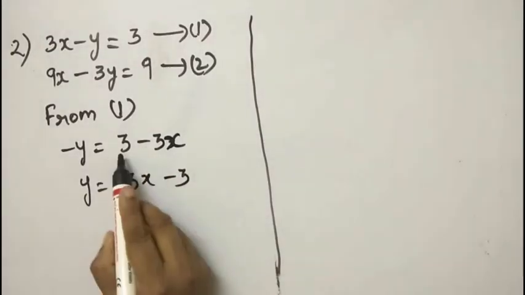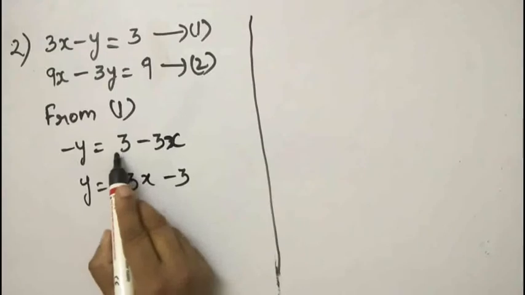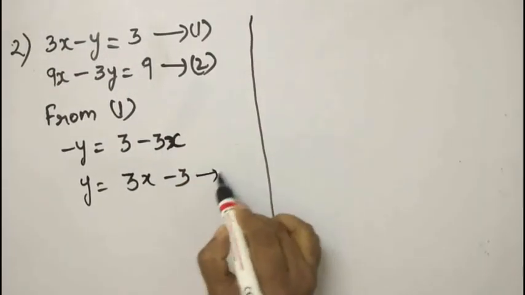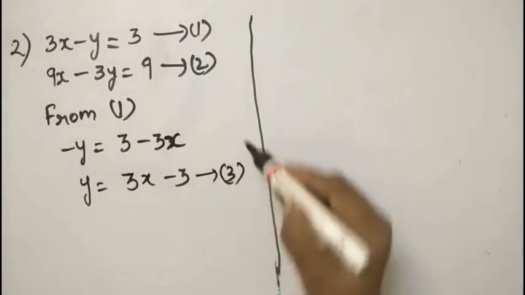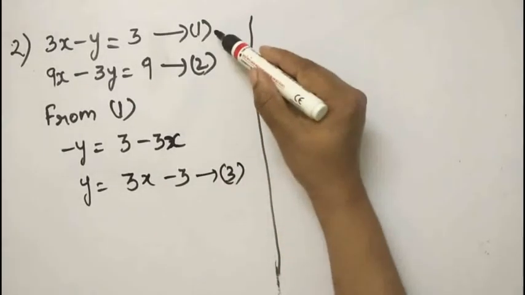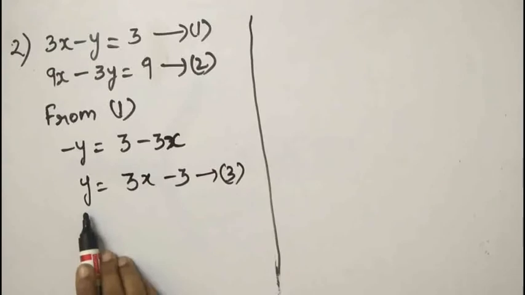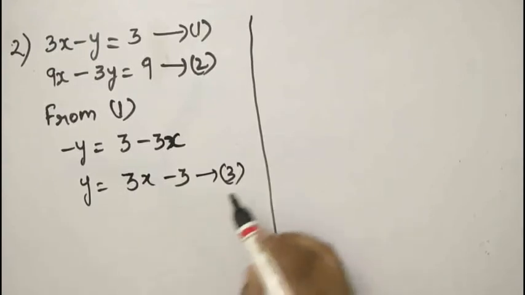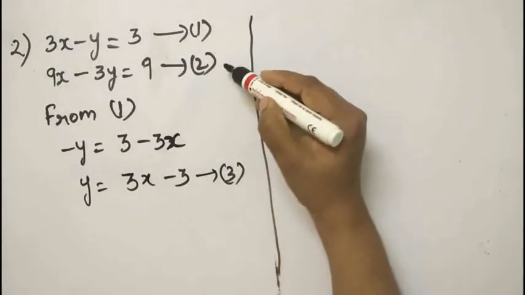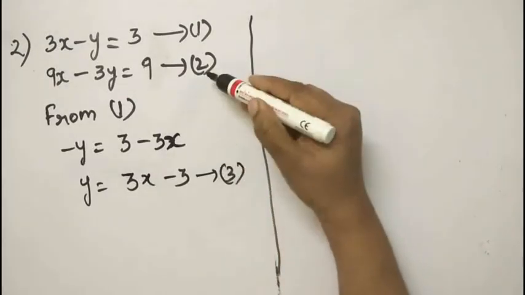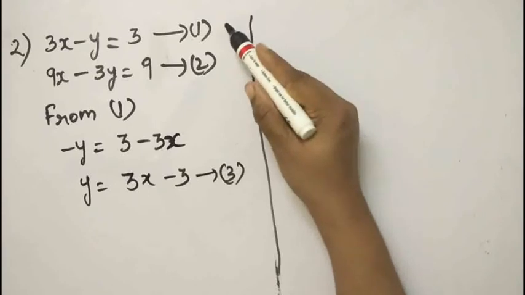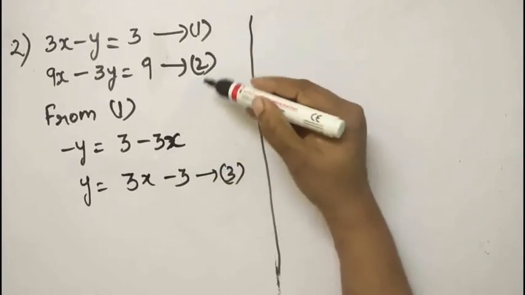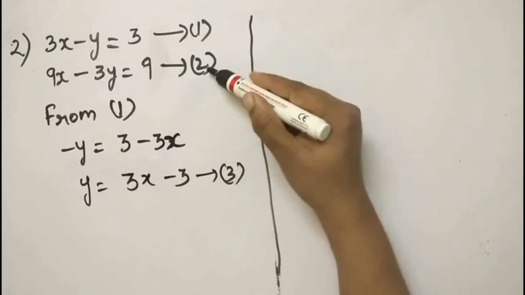Multiplying both sides with minus means this becomes minus 3 and this becomes plus 3x. Is it not? So let it be equation 3. Now, as I have taken equation 1 and expressed it as y equal to an algebraic expression in variable x, you have to substitute this in equation 2. The value of y you have to substitute in equation 2. We used equation 1 and expressed it as y equal to 3x minus 3. So you have to substitute in equation 2.